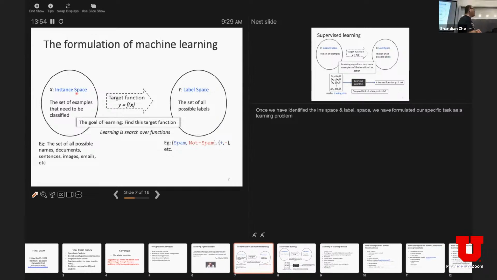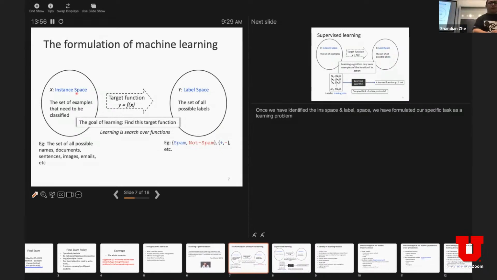Then the most important framework, which we have discussed in this class, is called supervised learning. So the basic setting is that we have an instance space, which consists of the possible set of examples you might want to predict, regress, or classify. And we have a label space, which represents what kind of particular task you want. If you want to do binary classification, then your label space is just binary.